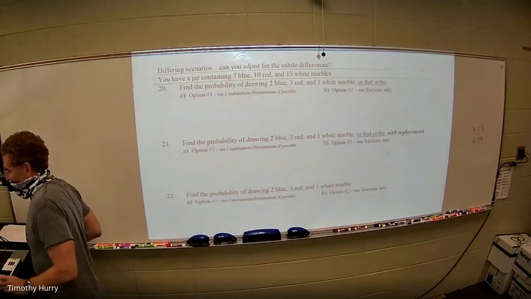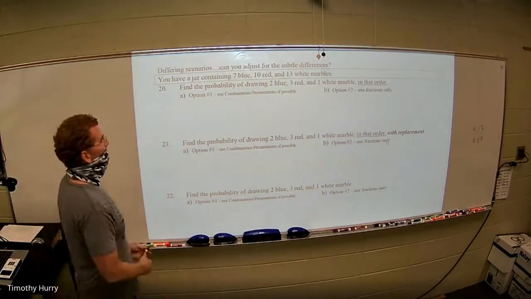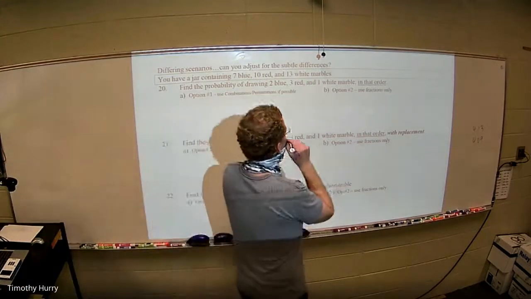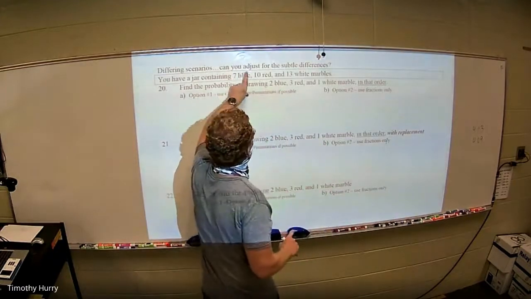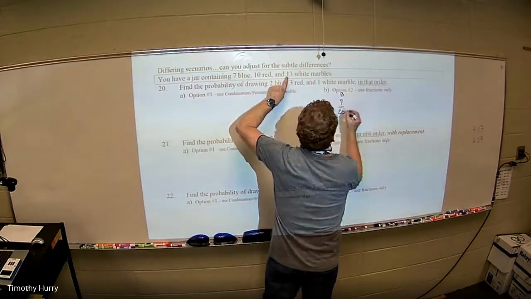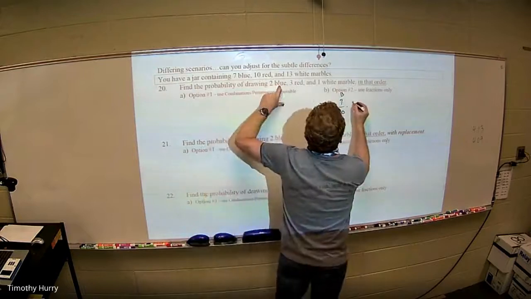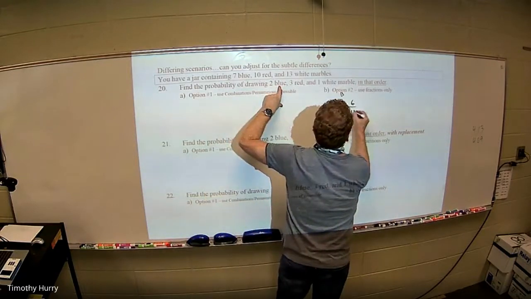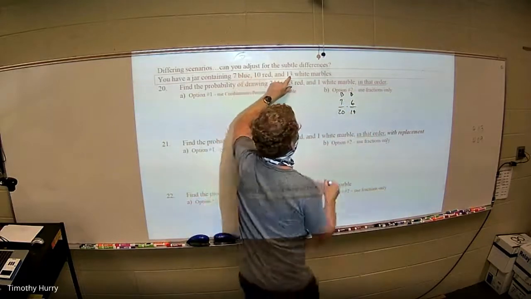7, 10, 13, you're drawing. Okay, now I told you in that order. So on this one, using fractions in that order, the probability of getting a blue would be 7 out of 20. So that's getting a blue first. And then getting another blue would be 6 out of 19. It's on 30. Yeah, 30, you're right.